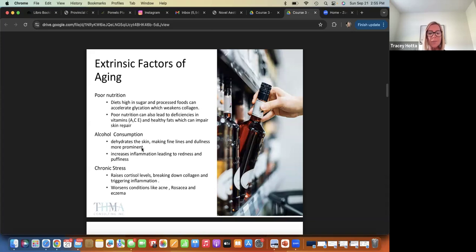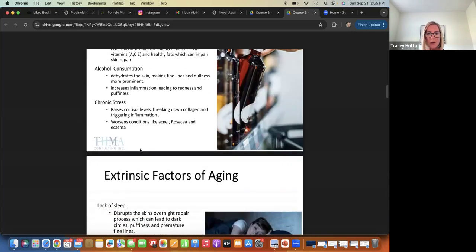and puffiness. And then chronic stress is a big one as well. It raises cortisol levels, breaking down collagen and triggering inflammation. This can worsen conditions like acne, rosacea, and eczema. And these are different medical conditions that we will discuss as well as we go along.